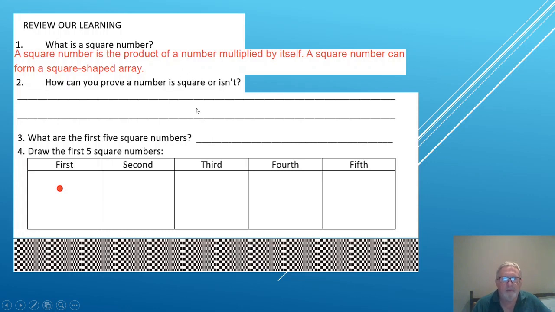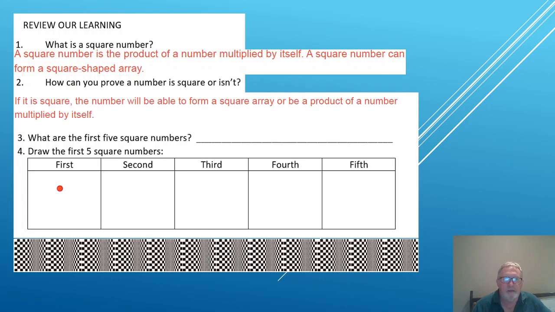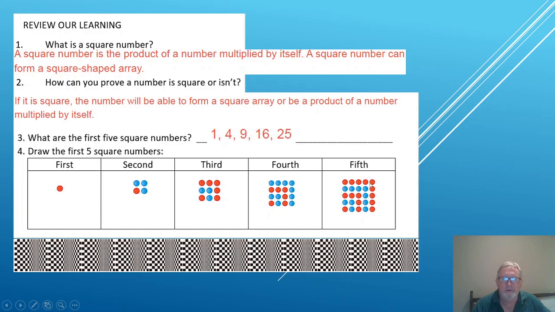All right, how can we prove it? Well, I think I just discussed that. But if it's a square, the number will be able to form a square array or be a product of a number multiplied by itself. The first 5 square numbers are 1, 4, 9, 16 and 25. And they look like this. You can see 1, 4, 9, 16 and 25. 5 lots of 5 is 25. All right, let's move on.